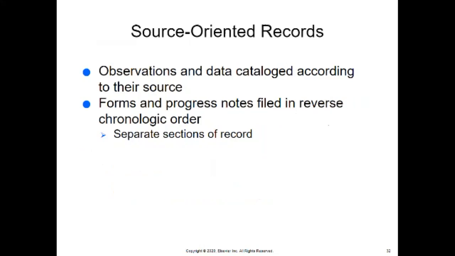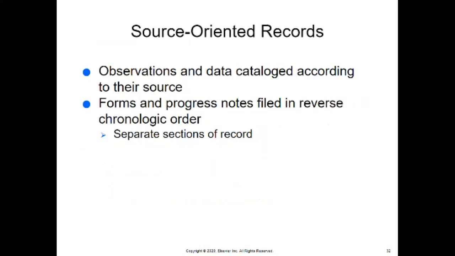So now we have source-oriented records. Observations and data cataloged according to their source. Forms and progress notes filed in reverse chronological order, separate sections of record. Okay, so now I'm going to just give more words to that.